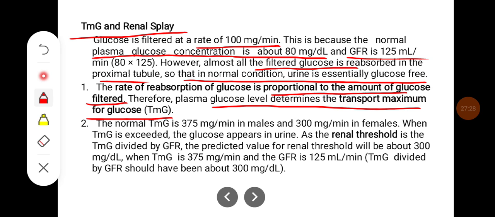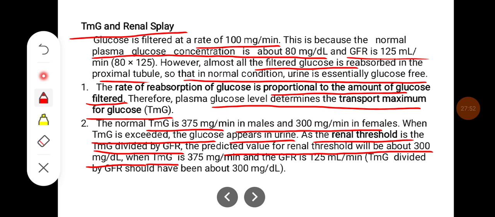The normal TMG is 375 milligrams per minute in males and 300 milligrams per minute in females. When TMG is exceeded, the glucose appears in the urine, as the renal threshold is the TMG divided by GFR. The predicted value for the renal threshold will be about 300 milligrams per deciliter when TMG is 375 milligrams per minute and the GFR is 125 ml per minute.